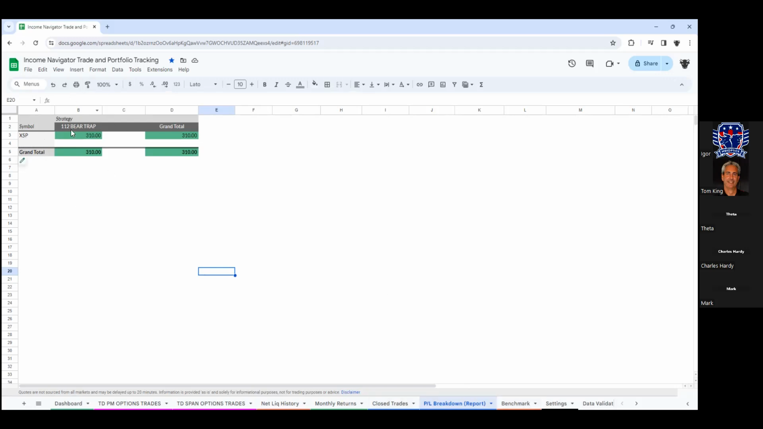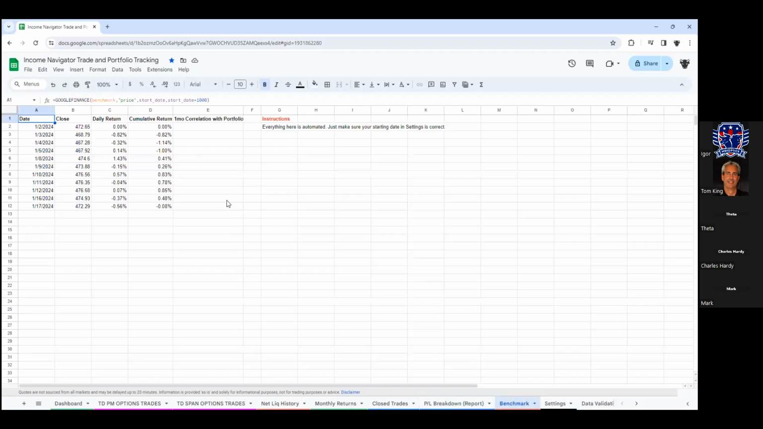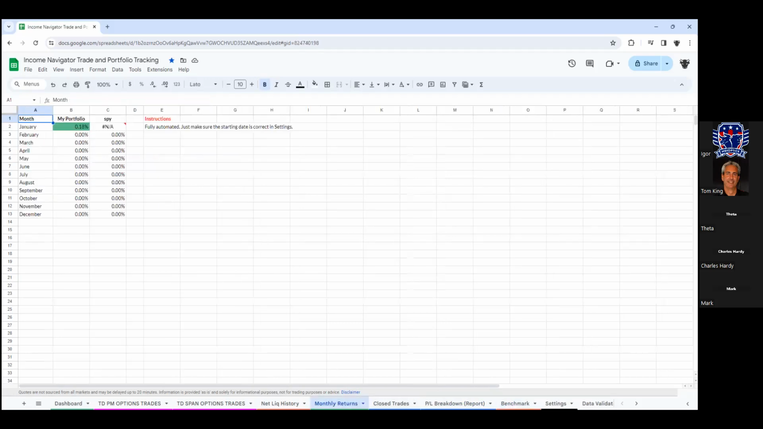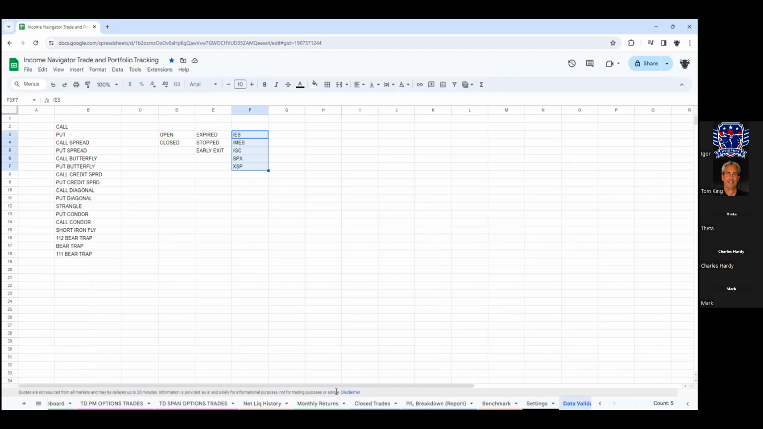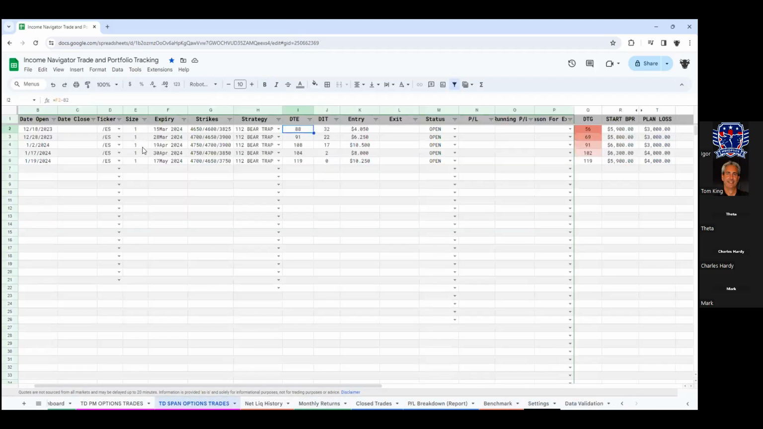So there's really nothing to look at just yet. We'll have more information, and this is going to be a very useful part of this spreadsheet. Then we have the benchmark. This is where information gets pulled for SPY to populate into monthly returns. Settings, there's nothing there. And then data validation. This is just where information gets pulled into the ticker, the strategy, status, and the reason for the close.